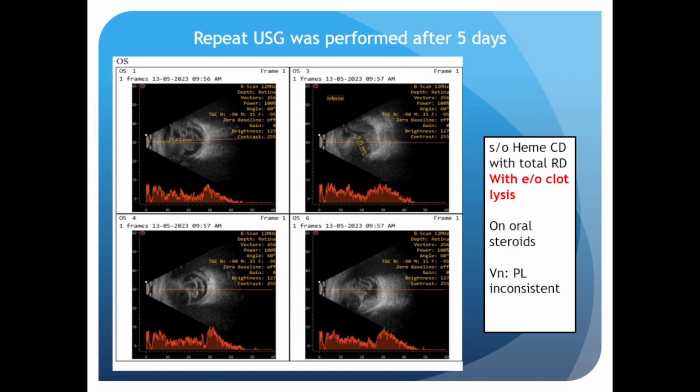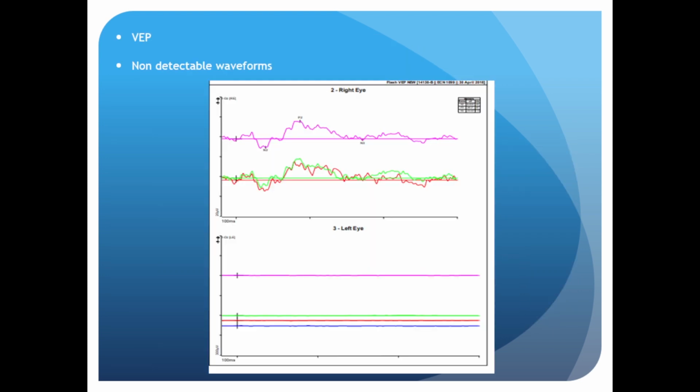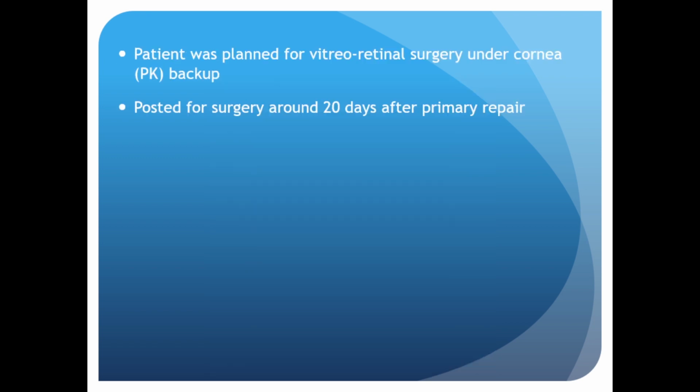Then USG was repeated after 5 days, which showed hemorrhagic CD with total RD, with evidence of some clot lysis also seen. The patient was on steroids at this time and PL was inconsistent. We also did a VEP in this patient, and no recordable waveforms were seen. The patient was planned for vitreoretinal surgery under keratoprosthesis backup because the cornea was quite hazy.